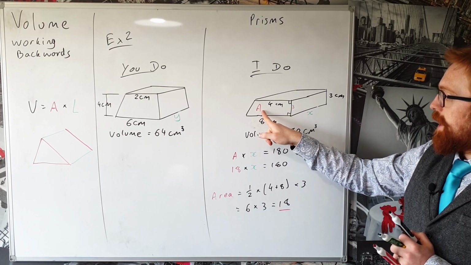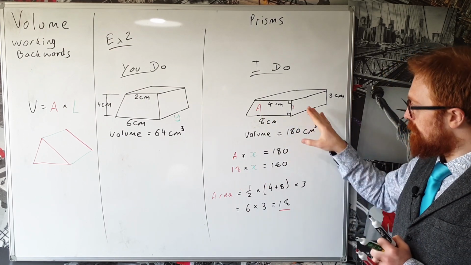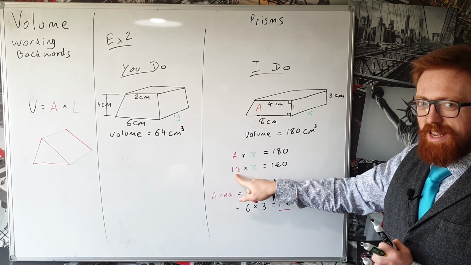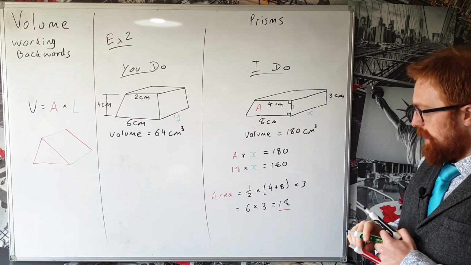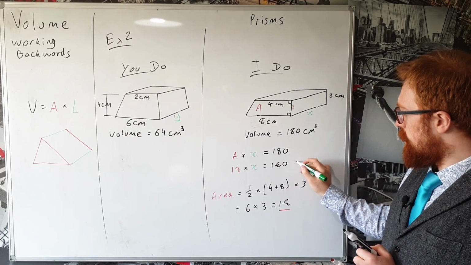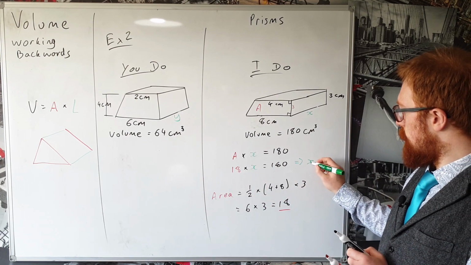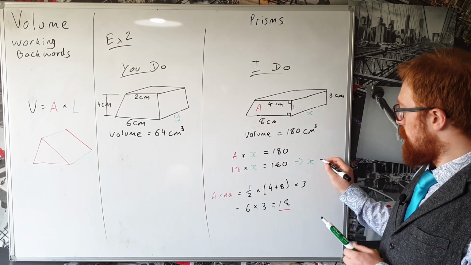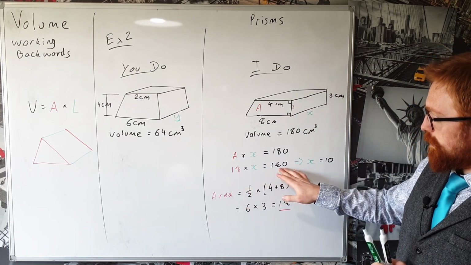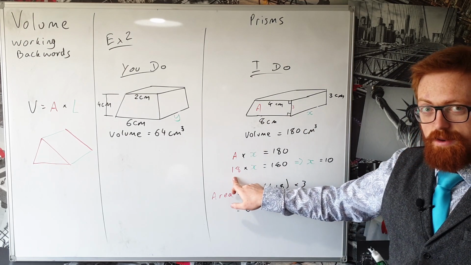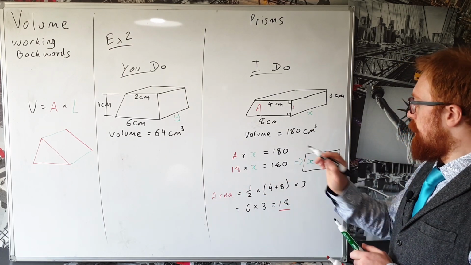Okay, so the area of this front face is 18. So to get this answer of 180, the person that was writing this question did 18 times by the length, and they got an answer of 180. And now in this question, it's fairly easy to spot that x is equal to 10. But again, if you weren't able to spot that, if you do 180 divided by the 18, that's going to give you your answer of x equals 10.